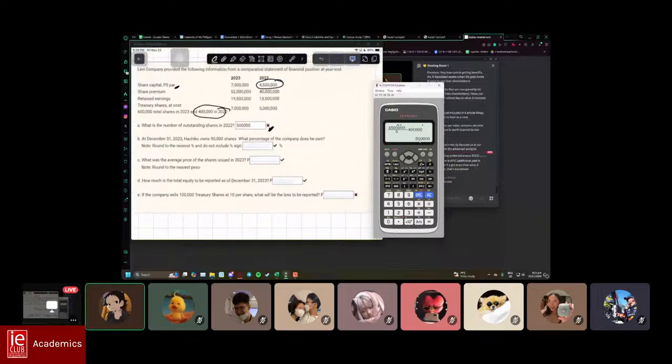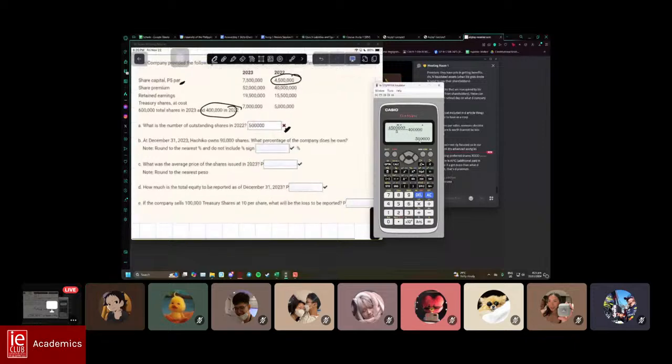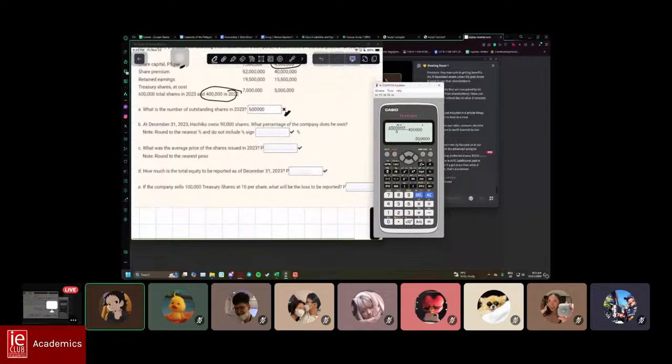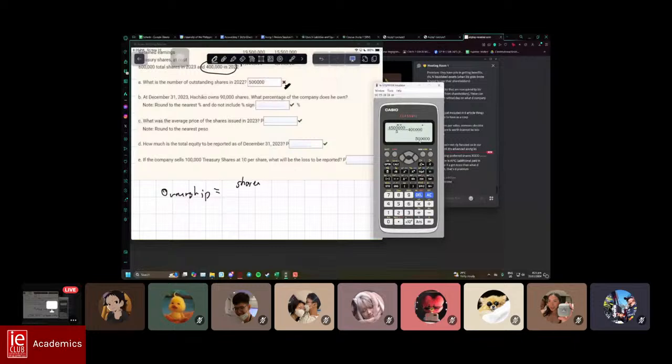At December 31, 2023, Hachiko owns 90,000 shares. What percentage of the company does he own? So ownership is just shares owned over shares outstanding, because that's the percent of outstanding shares that you own.